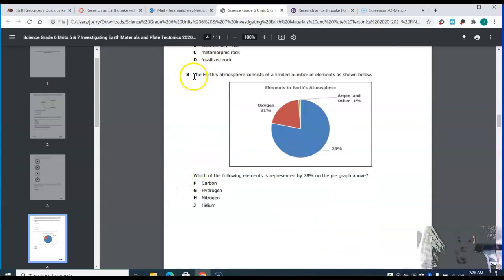Question number 8. The Earth's atmosphere consists of a limited number of elements as shown below. 21% oxygen. Argon and other elements represent 1%, and 78% something else. We don't know. Which of the following elements is represented by 78% on the pie graph? Is it F, carbon, G, hydrogen, H, nitrogen, J, helium?